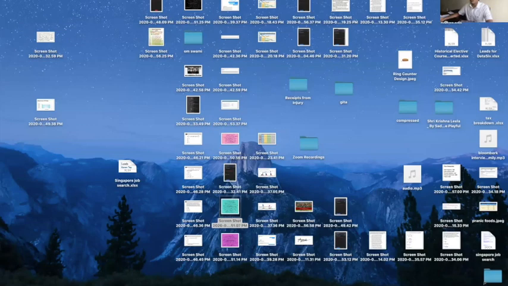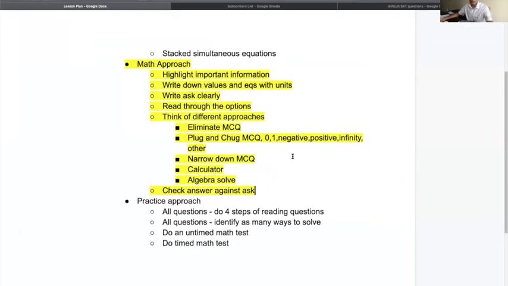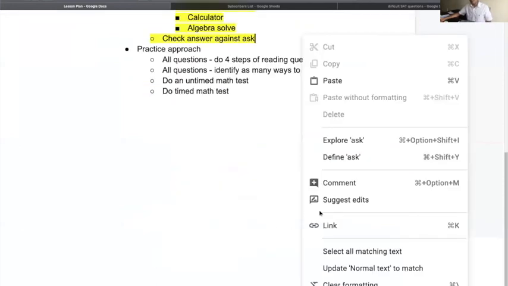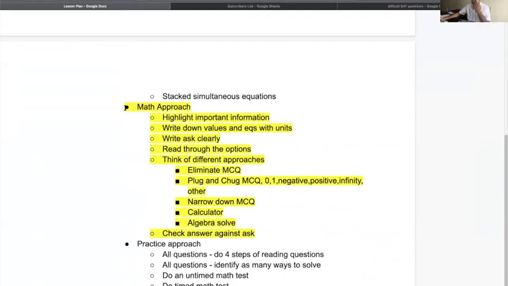Yesterday we went over how to approach SAT questions. So I want to review this with you. This is basically the crux of what we'll take away. Please, this is the last day of math, so make sure you have this approach clearly written out.